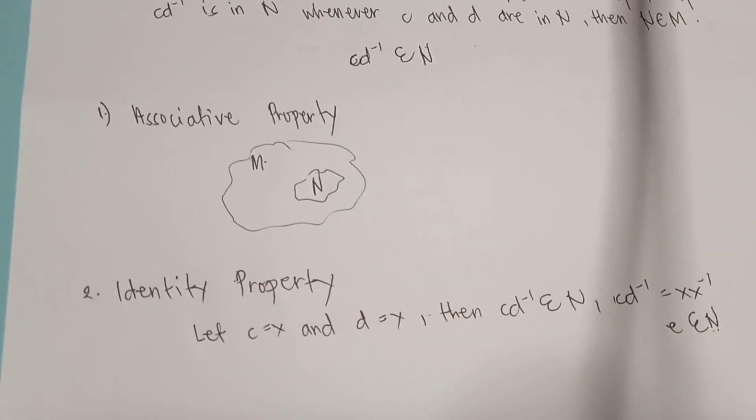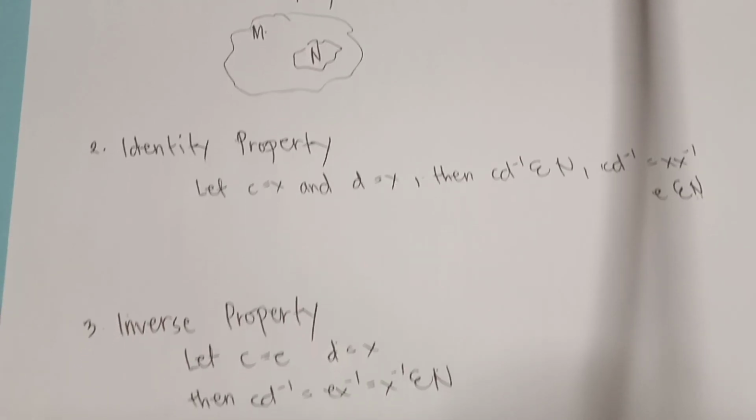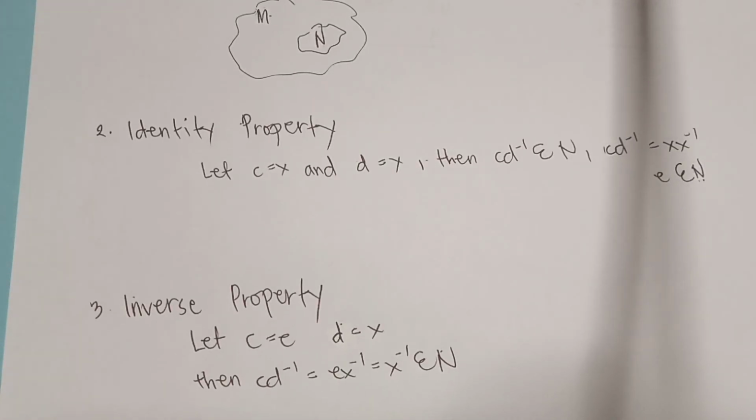Next, the third property, we will be using the inverse. We will let C be equal to the identity and D be equal to X. Then CD inverse is equal to identity times X inverse. Then, therefore, X inverse is an element of N.